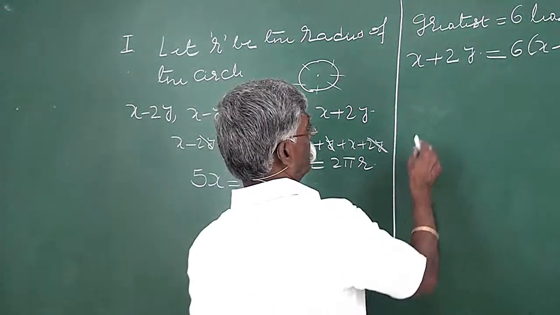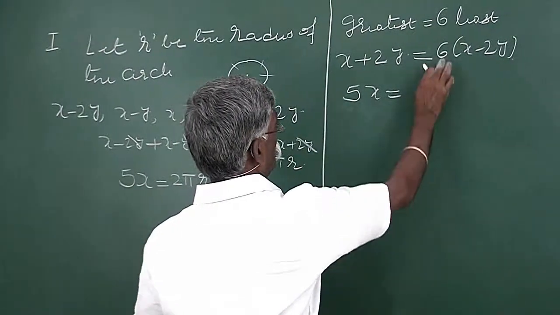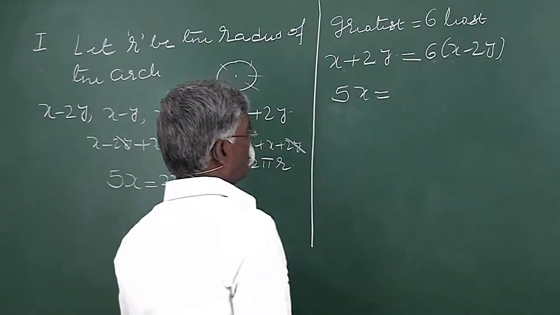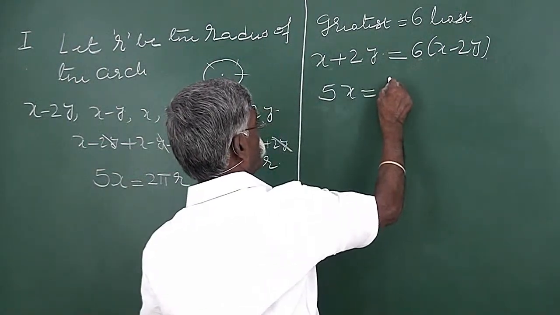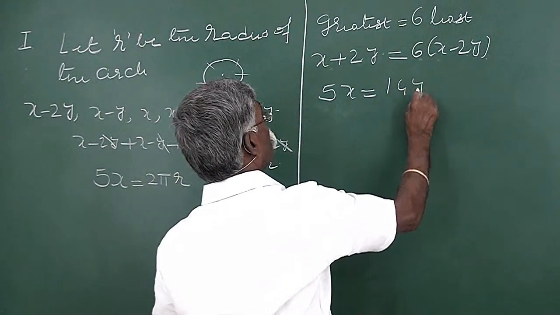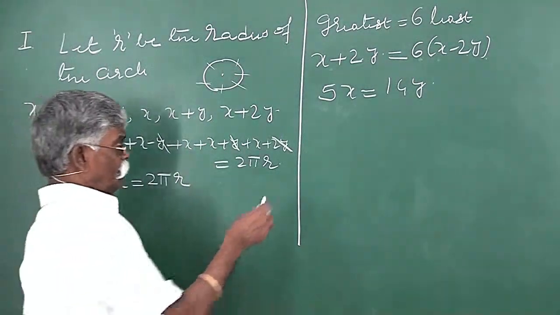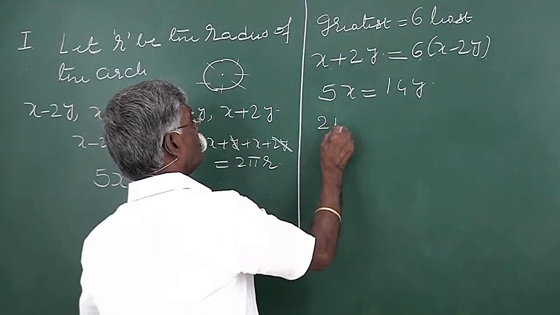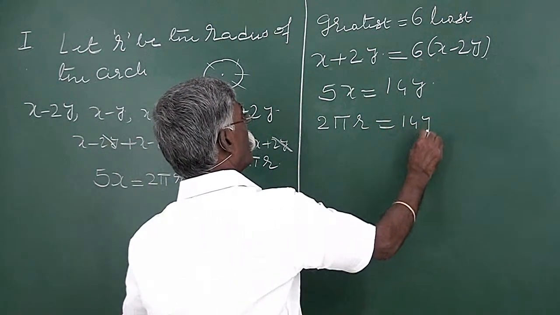So from this, 5x is equal to, this is 6x and x goes on that side, 5x is equal to, this is minus 14y plus 2y becomes 14y. But 5x is given as 2 pi r, so 2 pi r is equal to 14y.